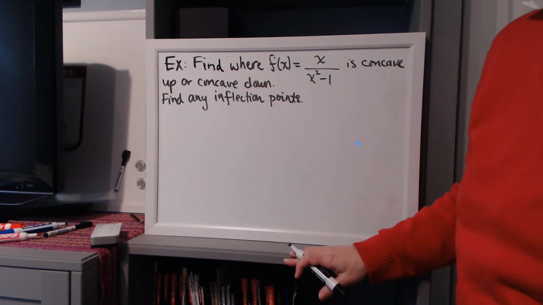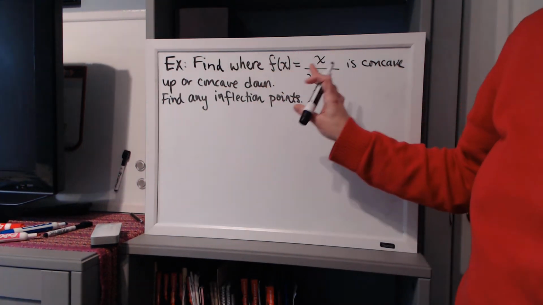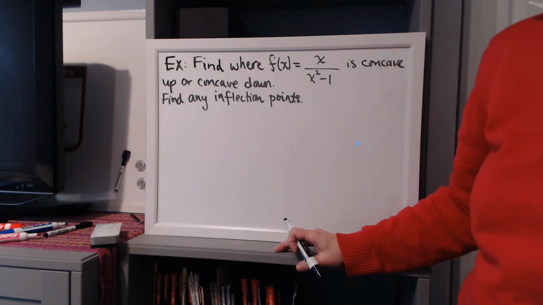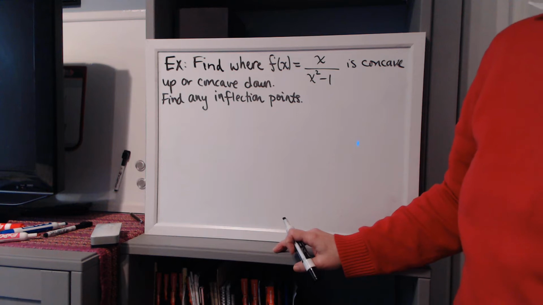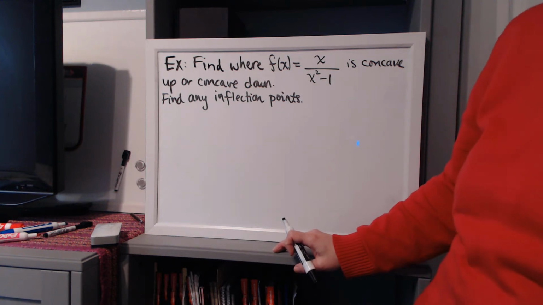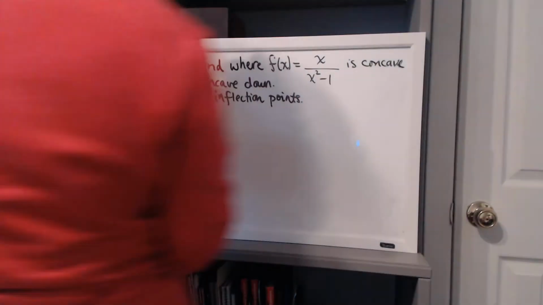Now time for example number 2. We're going to find where f of x equals x over x squared minus 1 is concave up and concave down, and we're going to find any inflection points. Again, we're looking for the second derivative, so we've got to start by finding the first derivative.